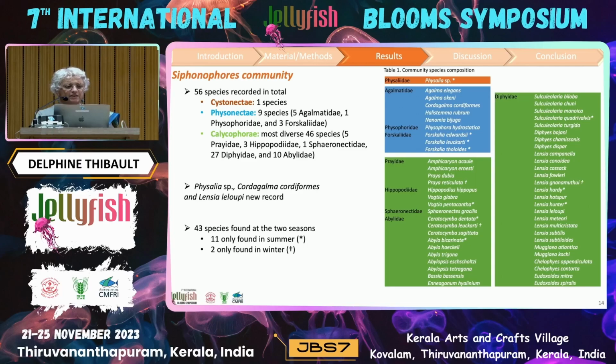So in terms of siphonophores, we've got 56 different species, mostly calycophorans, and we observed Physalia, Chelophyes, and Lensia lupi that were new records for the region, and we got more species in summer than in winter.